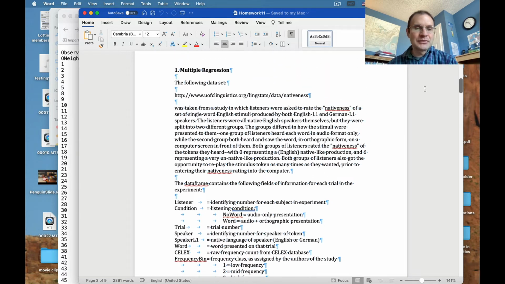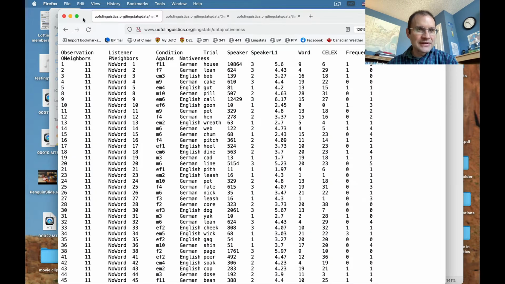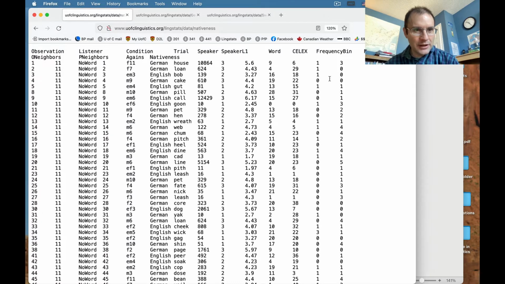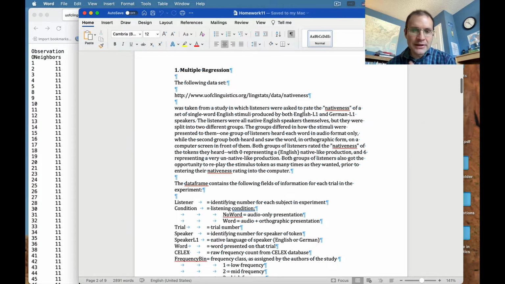So the first problem set is multiple regression. This addresses this data set, and these are all from research projects that I've worked on over the years. So this one is about nativeness. This is a study in which listeners were asked to rate the nativeness of a set of single-word English stimuli produced by both English L1 and German L1 speakers.